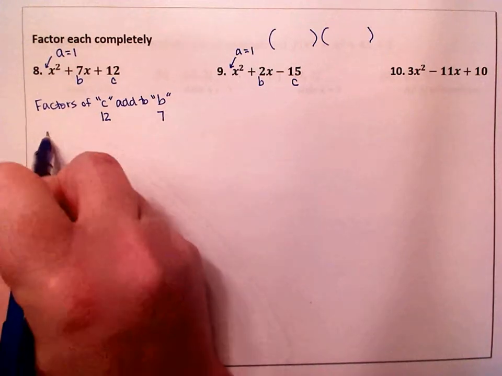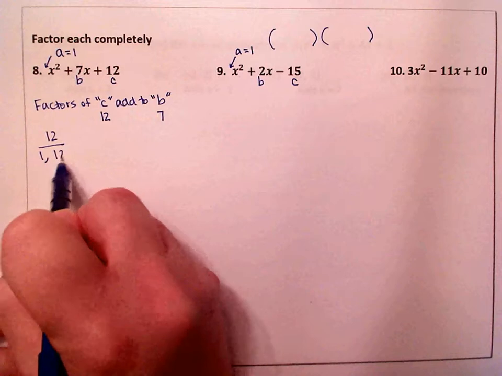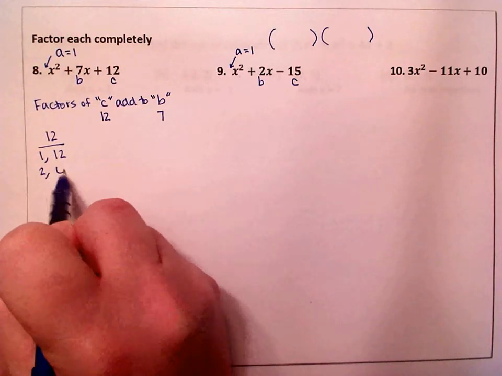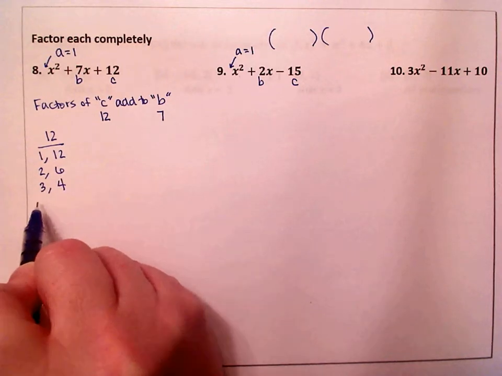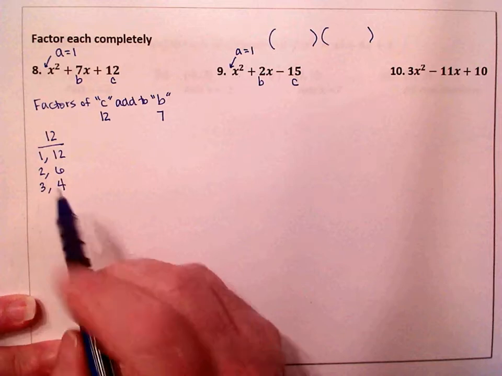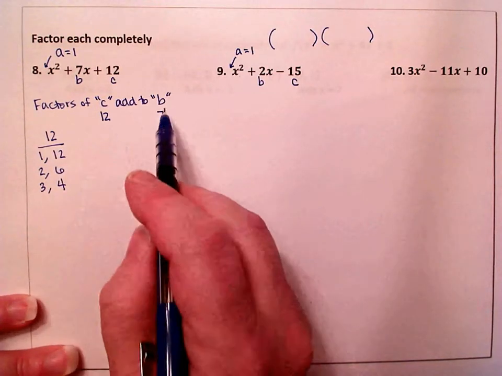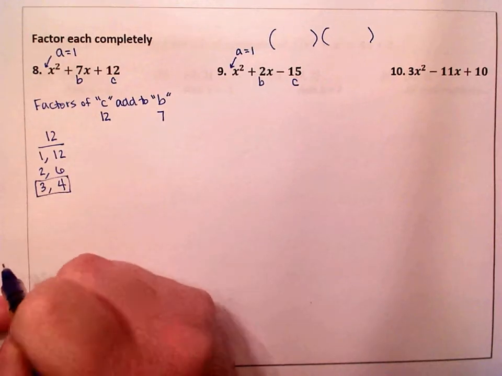So we can list our factor pairs of 12. 1 times what? 1 times 12. 2 times what? 2 times 6. 3 times what? 3 times 4. And then when you get to 4, 4 times 3 is already listed, so you start listing them again. Now, which one of those factor pairs adds to get 7? That would be 3 and 4, and they're both positive.